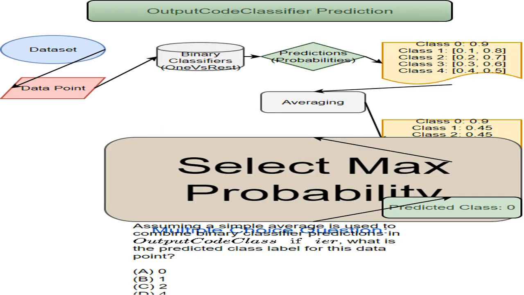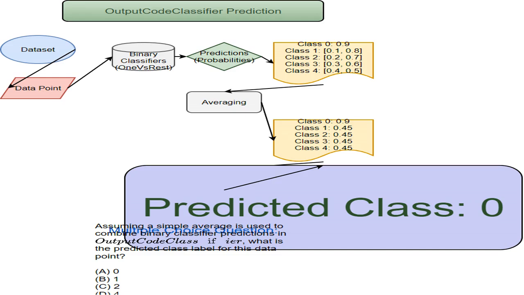After averaging, we choose the class with the highest average probability. This is because it represents the class most likely to be correct based on the combined predictions of the binary classifiers. This is the final answer. Class 0 has the highest average probability, 0.9, so the output code classifier predicts class 0 for this data point.